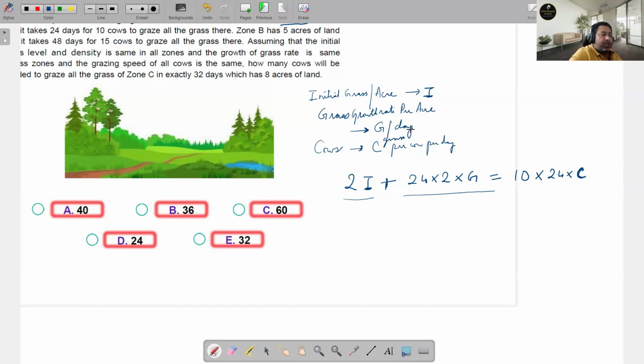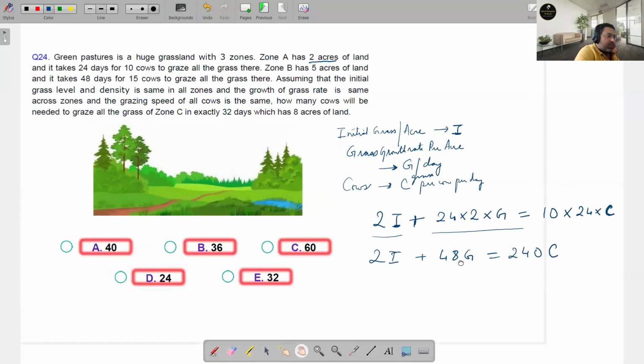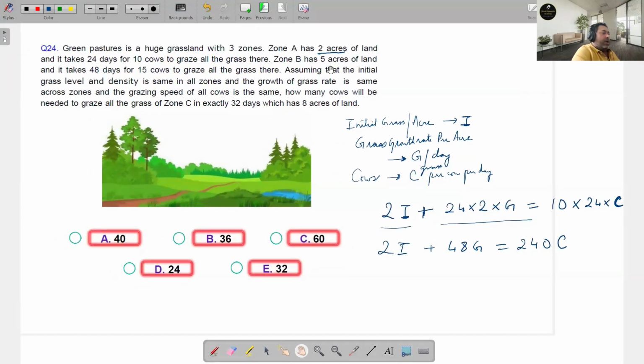C amount of grass per day. So what did we get here? We got an equation which says 2I plus 48G is equal to 240C. Be very careful in these questions while making the equations. Now let's look at the second zone. This was for zone A, so we were dealing with zone A here.